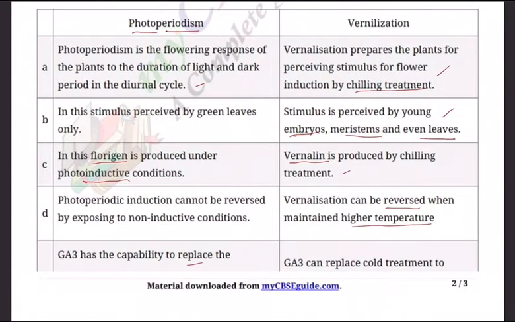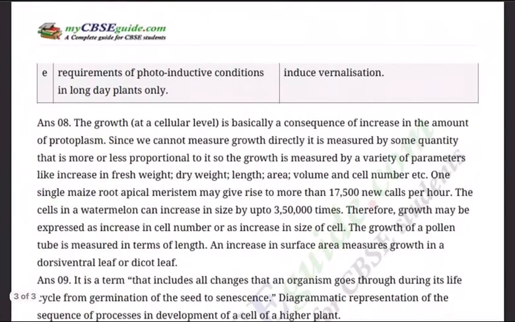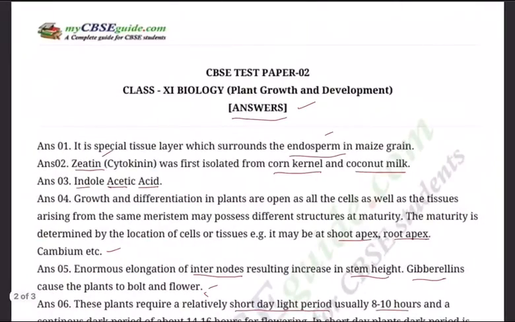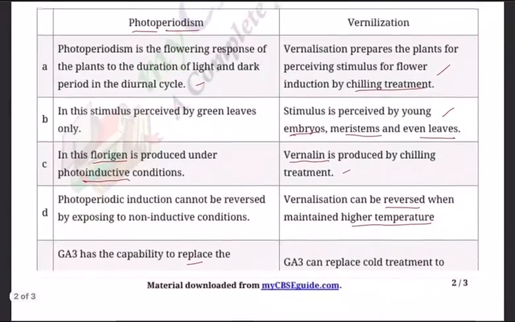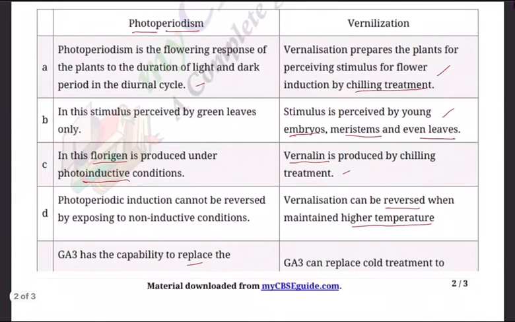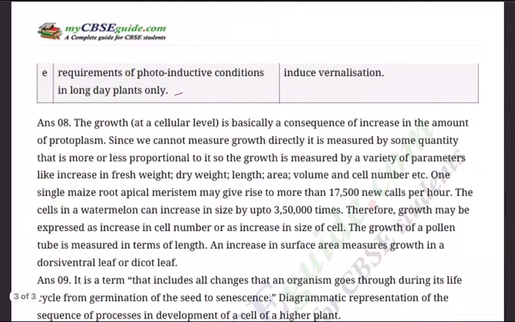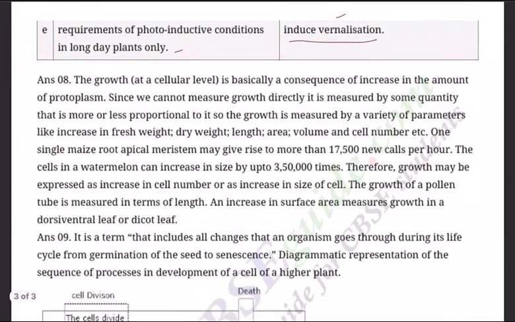GA3 has the capability to replace the requirements of photoinductive conditions in long day plants only. And here it is the question of GA3 can replace cold treatment to induce vernalization. So what is important is cold treatment under vernalization.